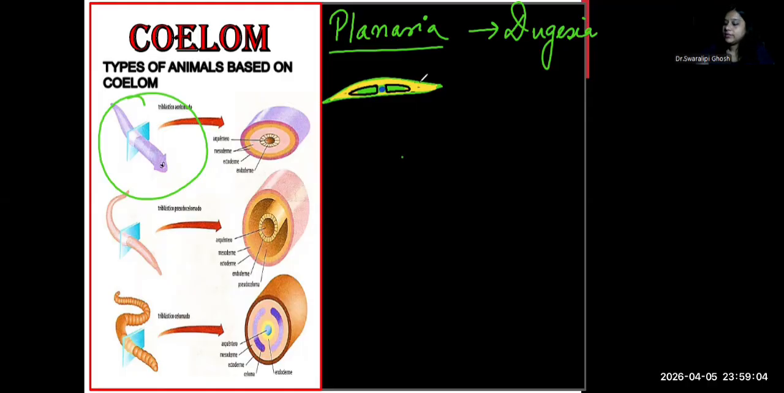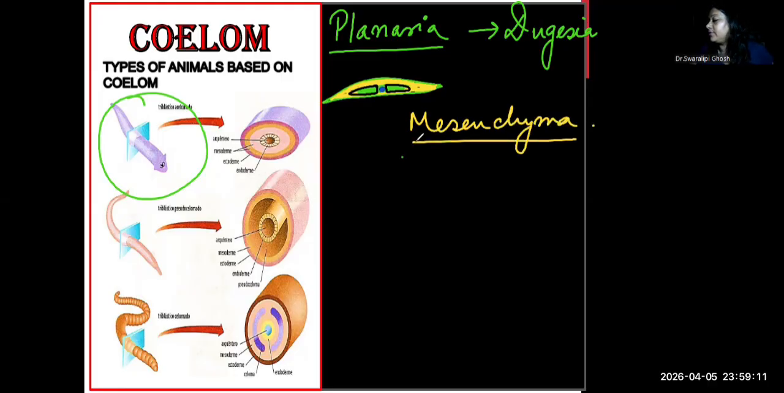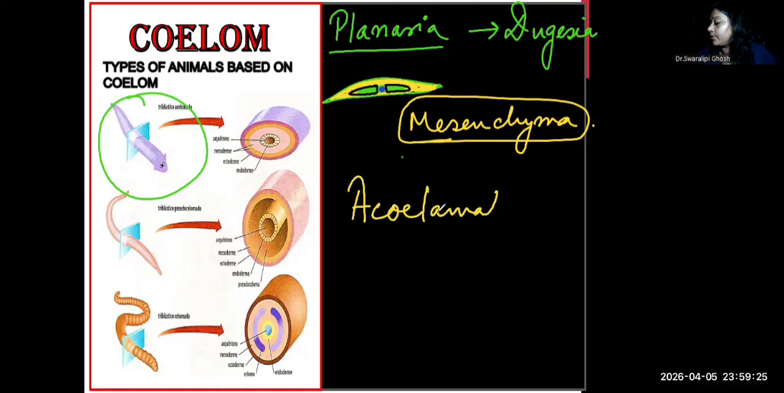Okay, we can call this type of parenchymatous tissue mesenchyme. Because of this, we are not finding any type of coelom in the flatworms, as a result of which the flatworms are called acoelomate. Okay, we will be calling the flatworm acoelomate. Fine. When we use the word 'a', what do we mean? That there is no coelom.